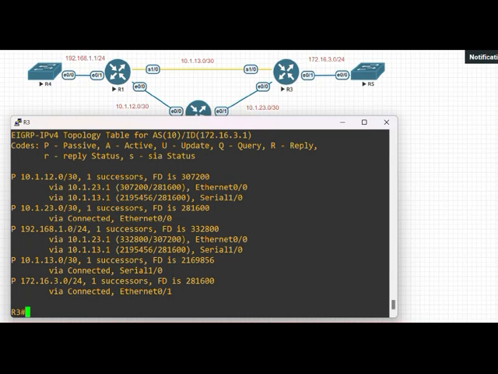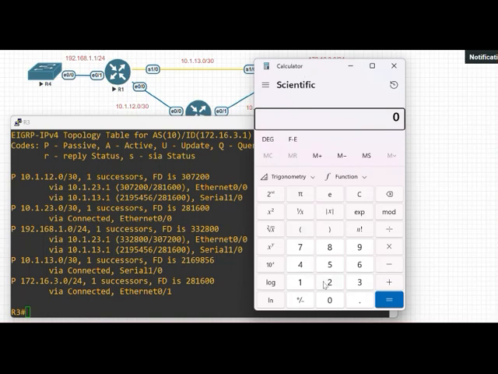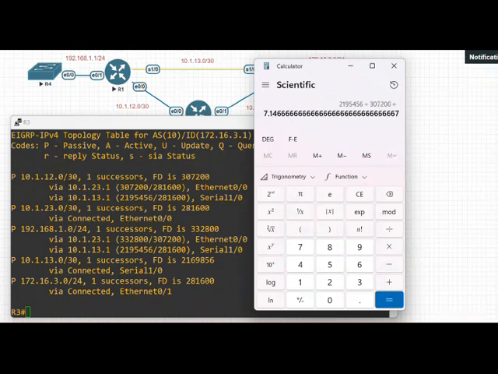Now we want to do unequal cost load balancing, so we use the variance command. What we do is we see how big the difference is between the feasible successor's feasible distance and the current successor's feasible distance. We can do this on a calculator, for example: 2195456 divided by 307200. That makes about 7.14, but the variance needs to be an integer, so we take the closest bigger number, which is 8.